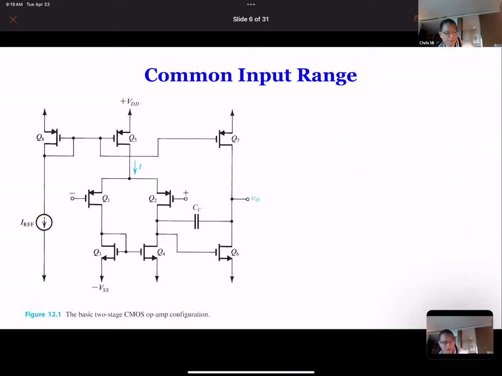When we talk about input range, we are going to talk about the input common mode. If you look at Q1 and Q2, what happens when VCM, I think in the book it's called VICM, the input common mode range, is too high? If VCM is so high that it exceeds, let's call this, VD5.